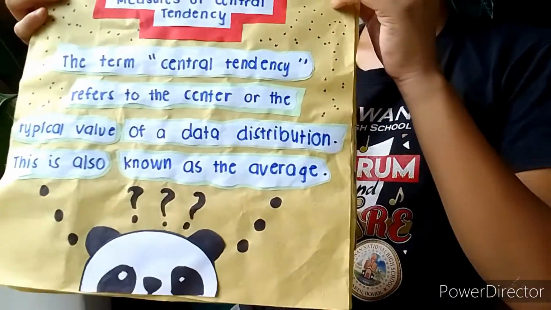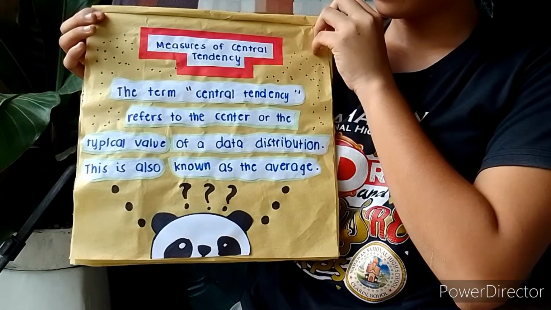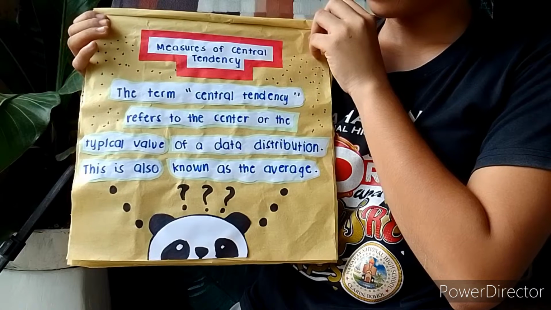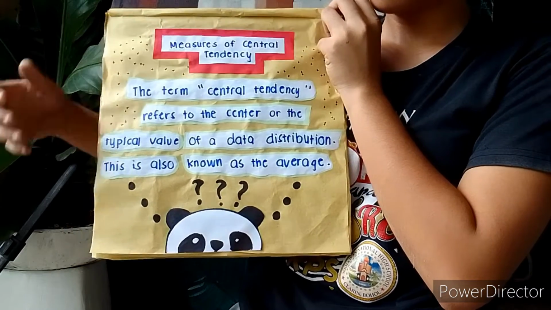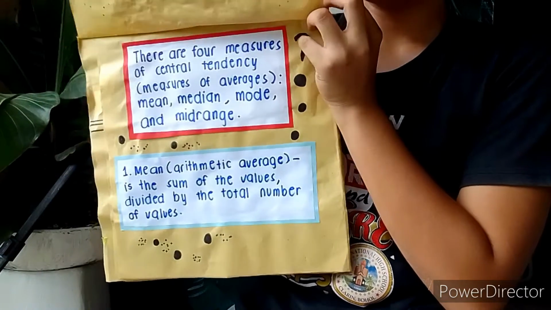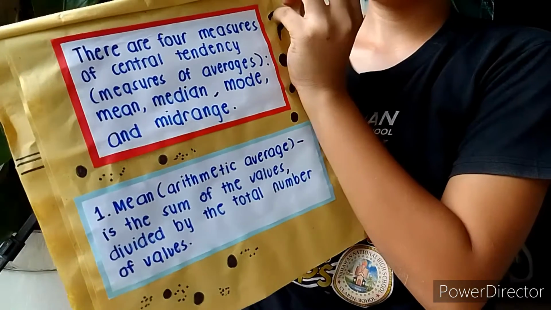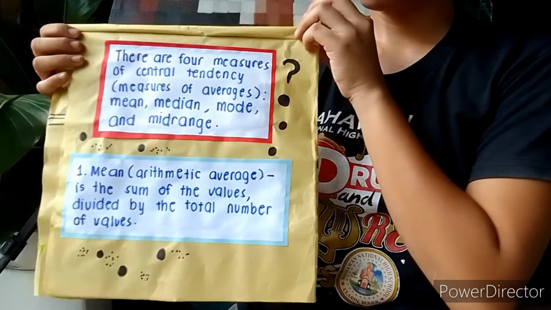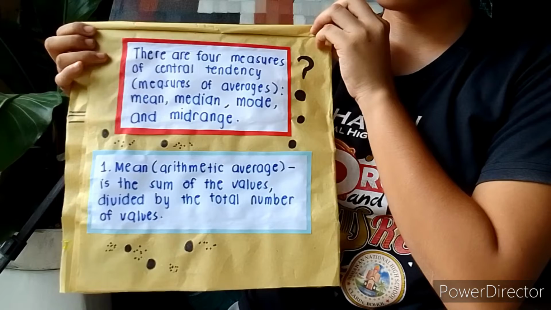So what is measures of central tendency? The term central tendency refers to the center or the typical value of a data distribution. This is also known as the average. There are four measures of central tendency or measures of averages: the mean, the median, mode, and the mid-range.